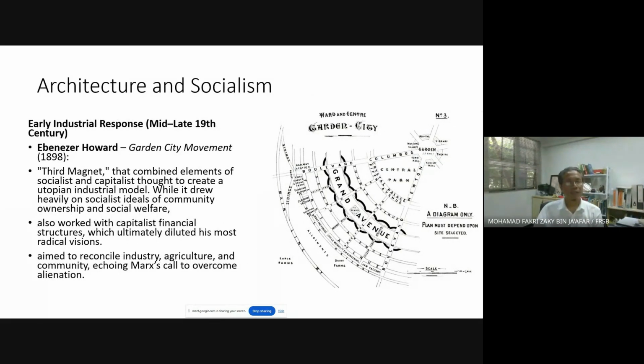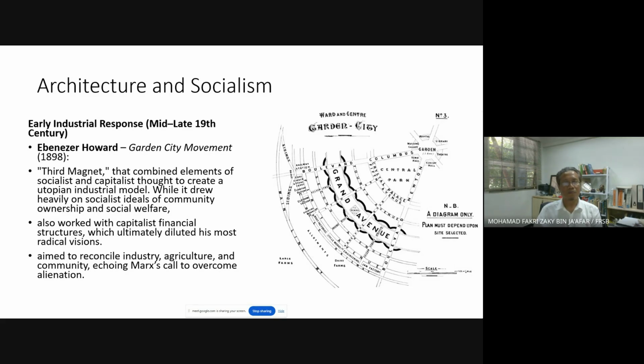And an early industrial response in terms of planning was proposed by Ebenezer Howard, the Garden City movement. Okay. It termed it the third magnet, where it is a solution that compromises between socialists and capitalists. Okay. So it's a utopia. While it drew heavily on socialist ideals of community ownership and social welfare, you also need a capitalist financial structure, which ultimately diluted his most radical visions.